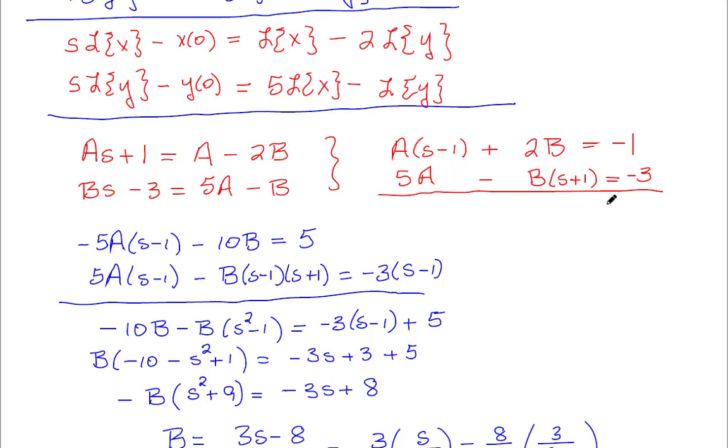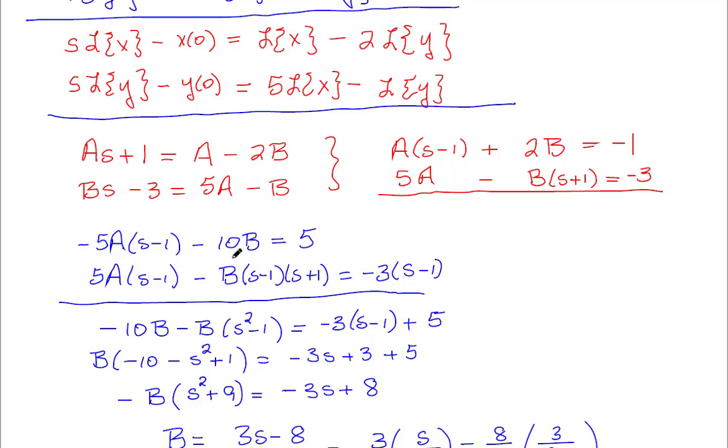Alright, so looking at this, there's nothing easy to get rid of, so I'm just going to get rid of the A part. Multiply the first one by minus 5 all the way through. Multiply the second one all the way through by s minus 1. So when I do that, the A part goes away and I'm left with the B part and this stuff on the right. Alright, so here's the stuff on the right.